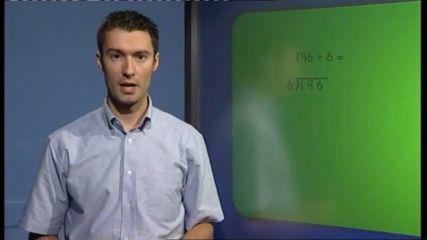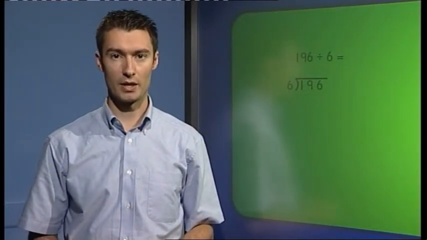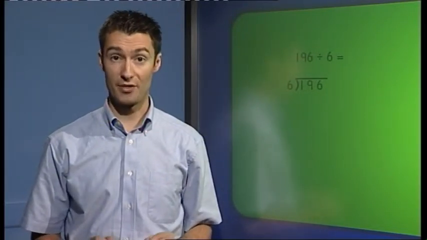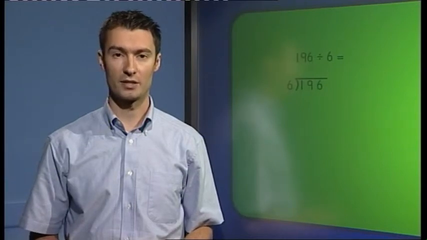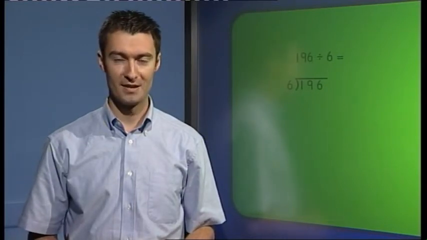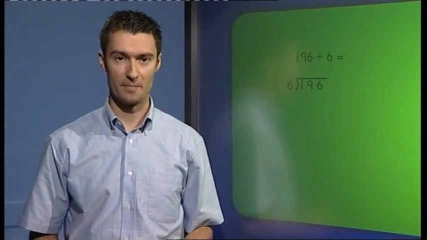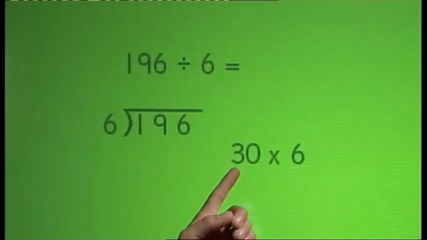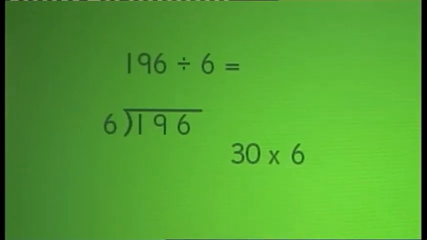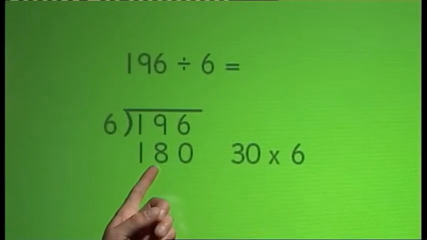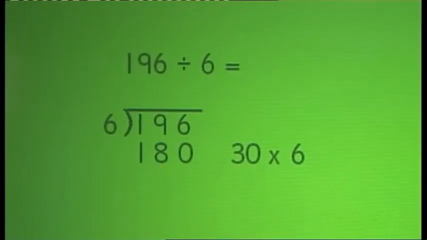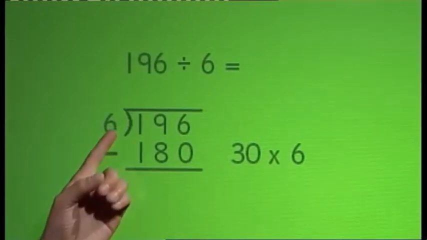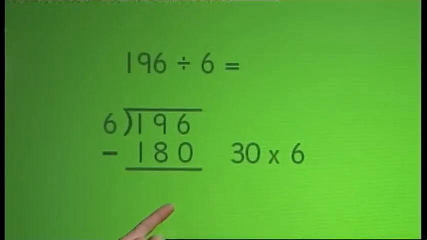So I'm asking, how many lots of 6 are in 19 tens? But I'm thinking, how many lots of 6 in 19? And the answer is 3. 3 lots of 10 sixes, or 30 lots of 6. And that's 18 tens, or 180. And now we have to take 180 away from 196, and here's the answer. It's 16.